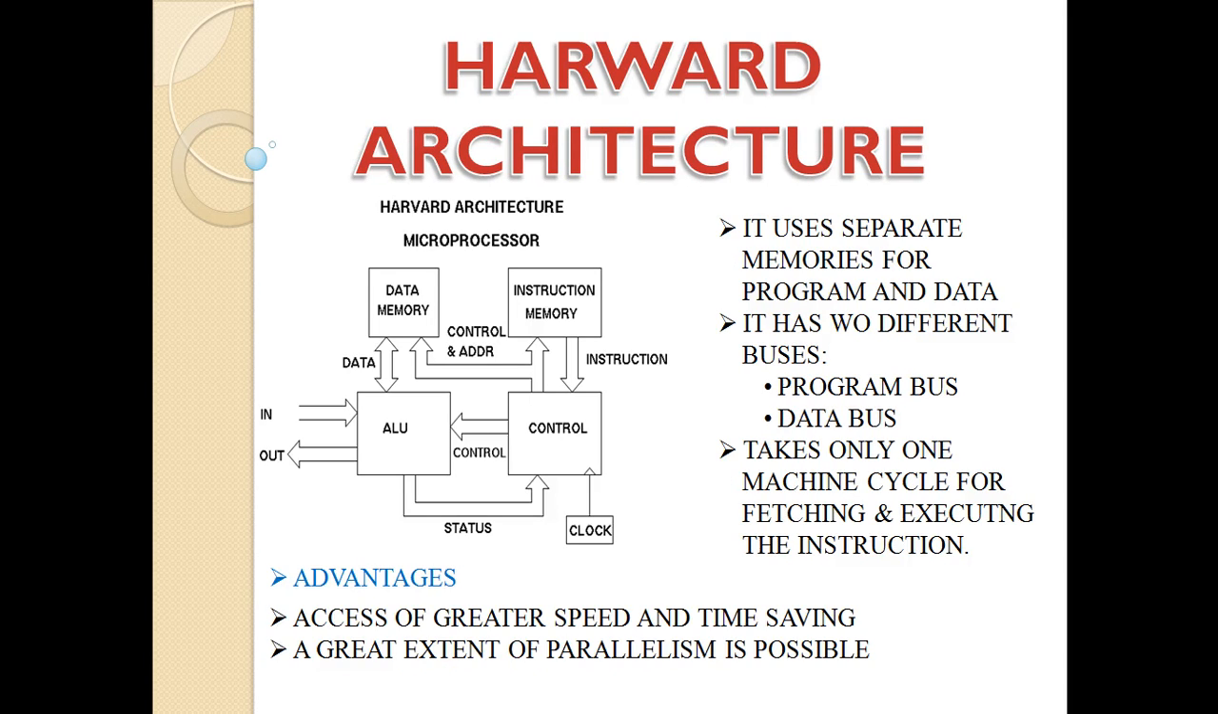Now, as per the case of Harvard architecture, it handles the data and instruction memory separately as prescribed in the diagram. So accordingly, it has different buses. Program bus to carry the instructions and data bus to carry the data. Accordingly, it takes only one machine cycle to fetch and execute the instruction, thus implementing the possibility of the pipelining concept. Thus, using this architecture gives us the advantages of accessing greater speed and saves time. Also, a great extent of parallelism is possible.